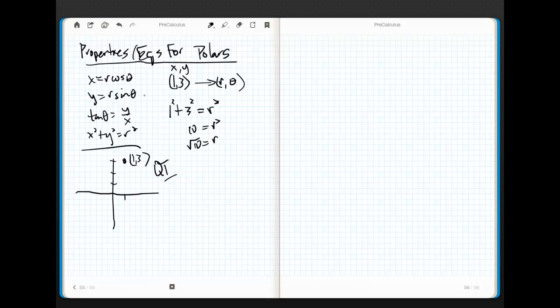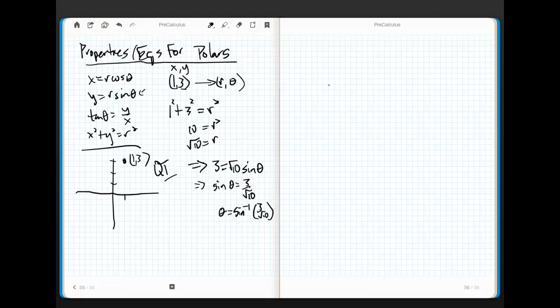I'm simple country folk. I really like sine. Sine makes me happy. But I do have to be careful. I know that 3, which is y, I just grabbed the y value up here, equals r, which is root 10, times the sine of theta, right? So this implies that the sine of theta equals 3 over root 10. I know that theta equals the inverse sine of 3 over root 10.